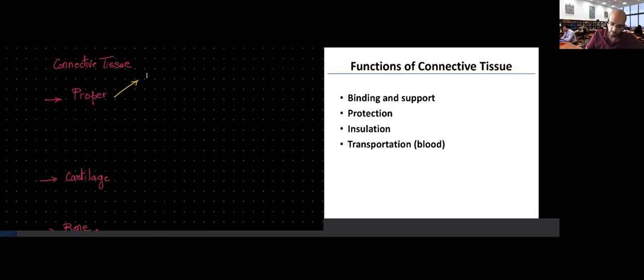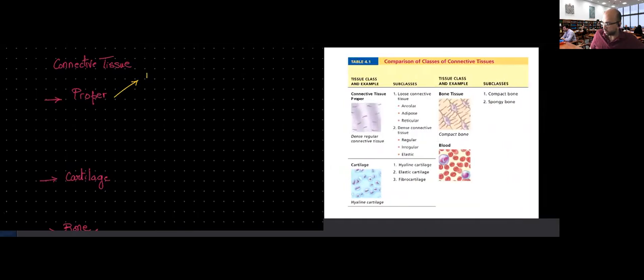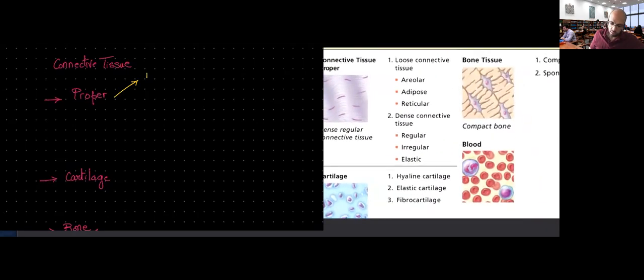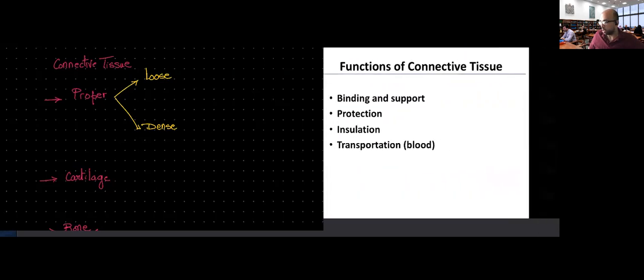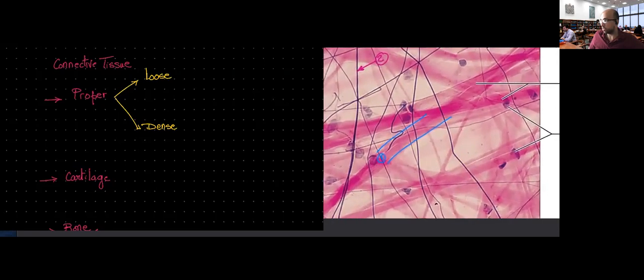You see on here, this is the classification. Proper is going to be classified as loose connective tissue or dense connective tissue. And this is going to be according to the proximity of the fibers to one another. What I mean by this is how close the connective tissue fibers are going to be located next to each other.